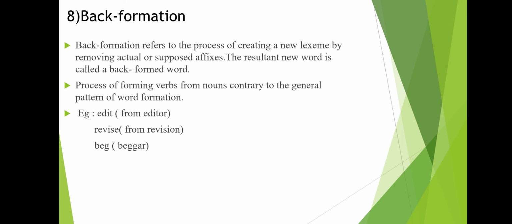As we have said, it is the reverse process of derivation or affixation, removing affixes from the stem. For example, the word edit is formed from the word editor by removing the suffix, thus it becomes the word edit. Then another word, revise. The word revise is formed from revision. Then another word, beg. It is formed from beggar by removing some of the affixes from it. So this is back formation.